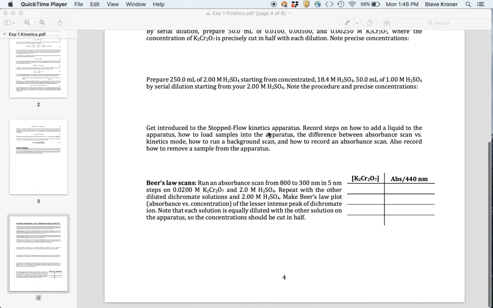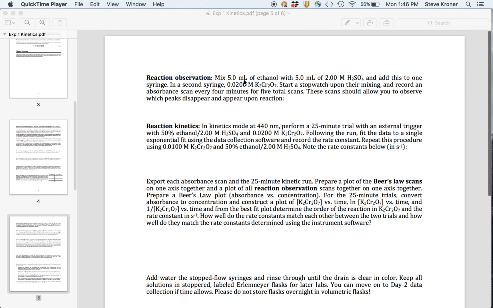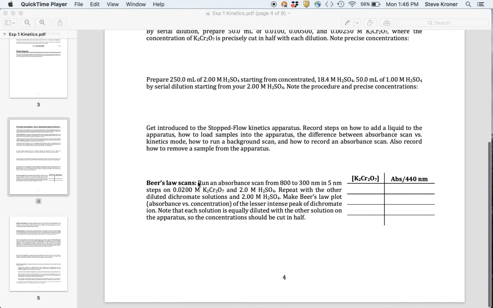In one of the cases, we're going to manually add the reactants together and then try to observe the reactions that take place. Let me actually step back real quick and say that what we're going to take a look at first is data. We're going to collect some data that allows us to produce a Beer's law plot of what the absorbance of the dichromate is as a function of the concentration of dichromate.